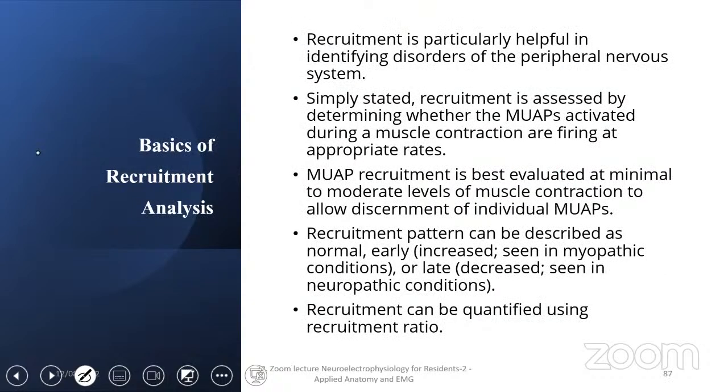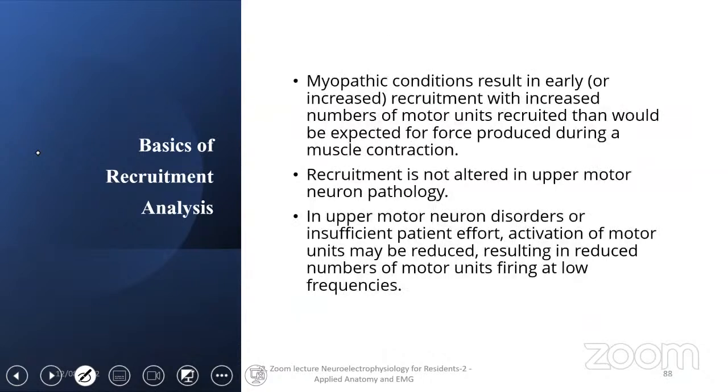So recruitment is a very important aspect and particularly helpful in identifying disorders of the peripheral nervous system. Simply stated, recruitment is assessed by whether the MUP is activated during a muscle contraction and firing at the appropriate rates. It is best evaluated at minimal to moderate levels of muscle contraction to allow discrete discernment of the individual MUPs, because you have to calculate the ratio also. Recruitment pattern can be described as normal, early, as I said earlier, in myopathic conditions, late in neuropathic conditions, and it is incomplete in neuropathy. Recruitment can be quantified using a recruitment ratio.